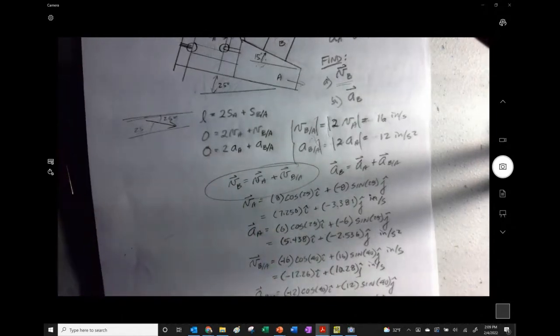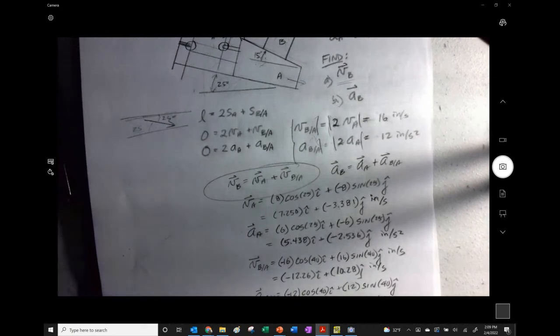Does that make sense? Yes, it does. Drawing it out, I was drawing it in the wrong direction, so that's why I was confused. Okay. Thank you.